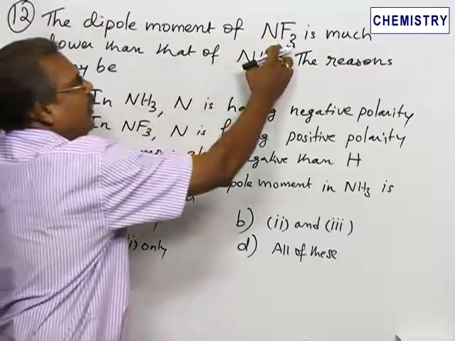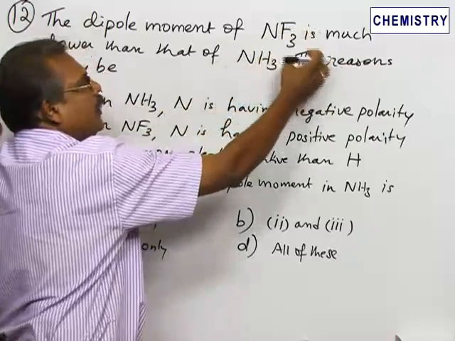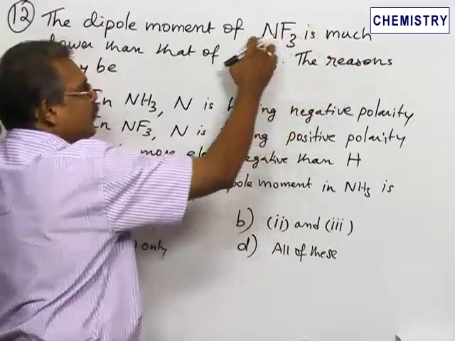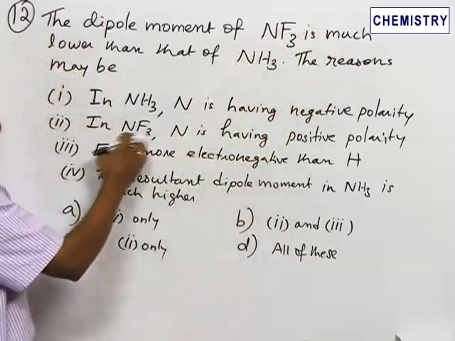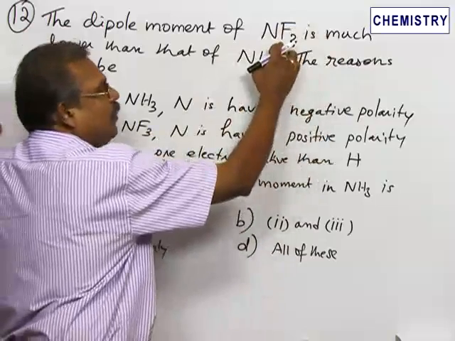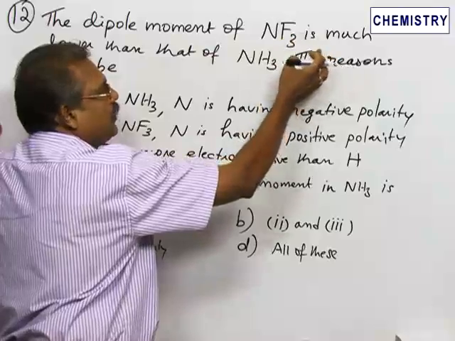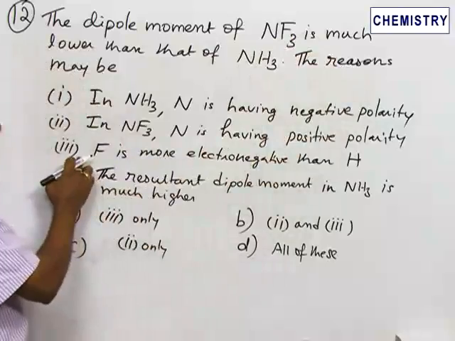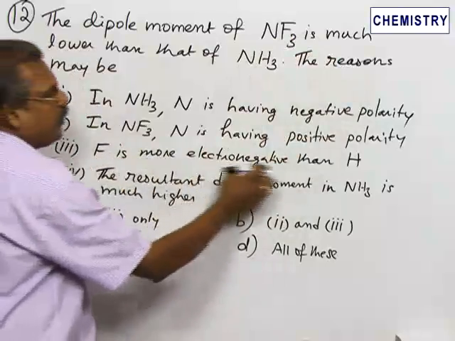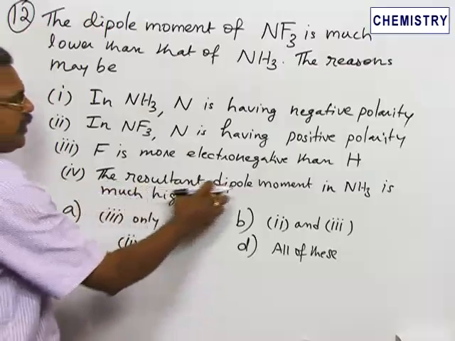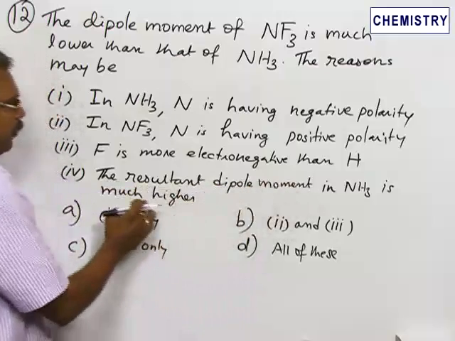In NF3, fluorine is more electronegative than nitrogen. Therefore, fluorine is negative and nitrogen is positive. In NF3, N is having positive polarity. That is also true. And fluorine is the most electronegative element in the periodic table. Therefore, the third one is also correct. F is more electronegative than hydrogen. That is also true. And the fourth one, the resultant dipole moment in NH3 is much higher.